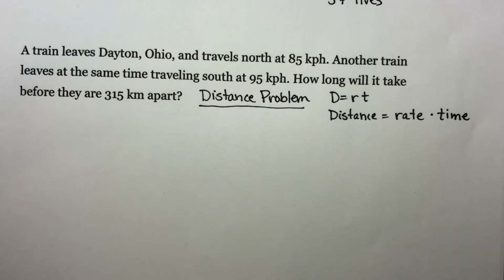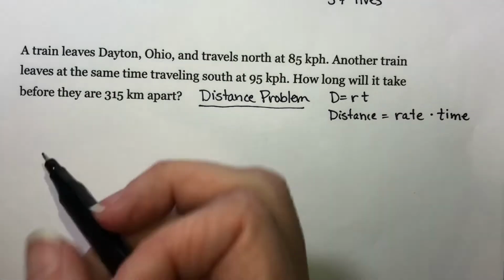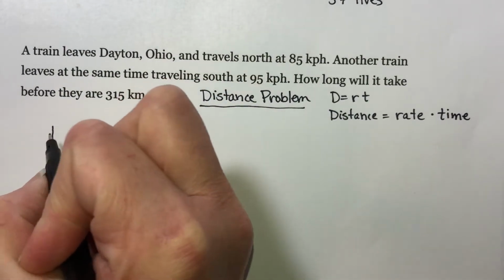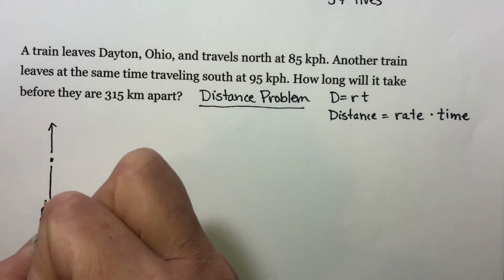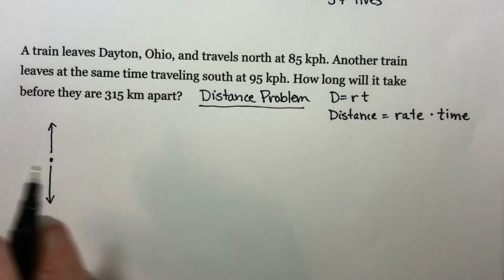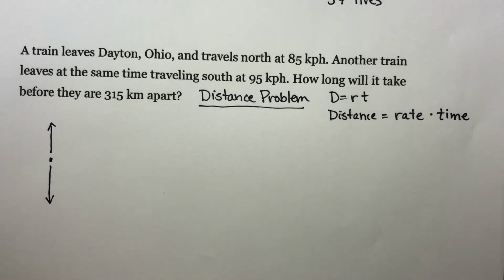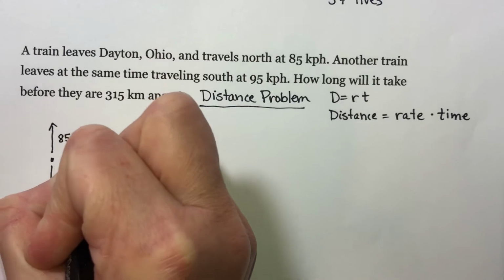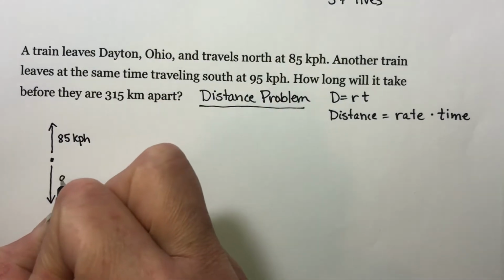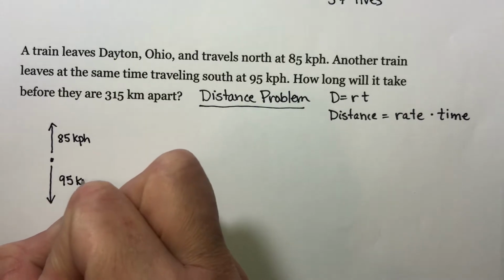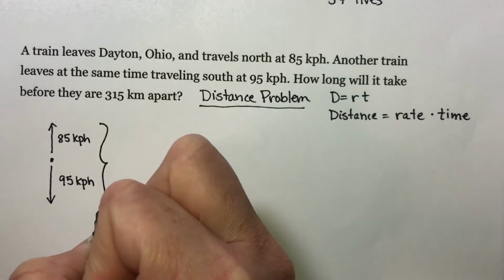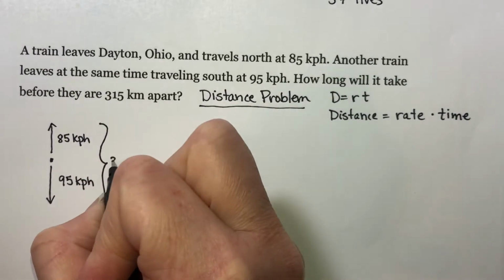When you have opposite directions, drawing a picture will usually help. So let's say this is Dayton. And we have one train that's going north, and we have another train that is going south. A drawn and labeled picture counts as organizing our information. Okay? The one traveling north is going 85 kilometers per hour. And the one going south is going 95 kilometers per hour. And we want to know how long it will take before their total distance is 315 kilometers.